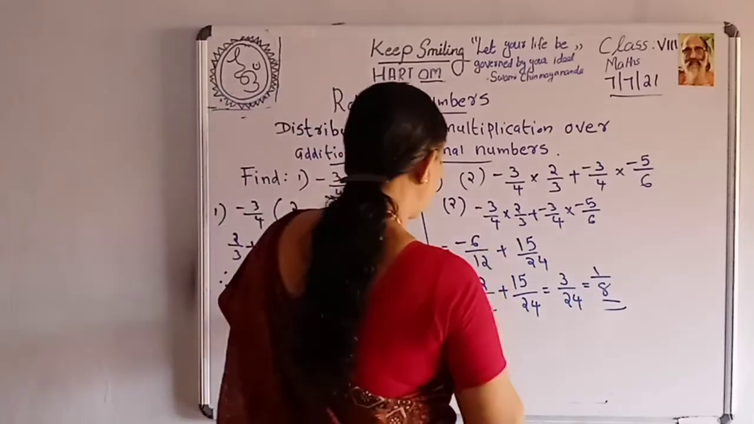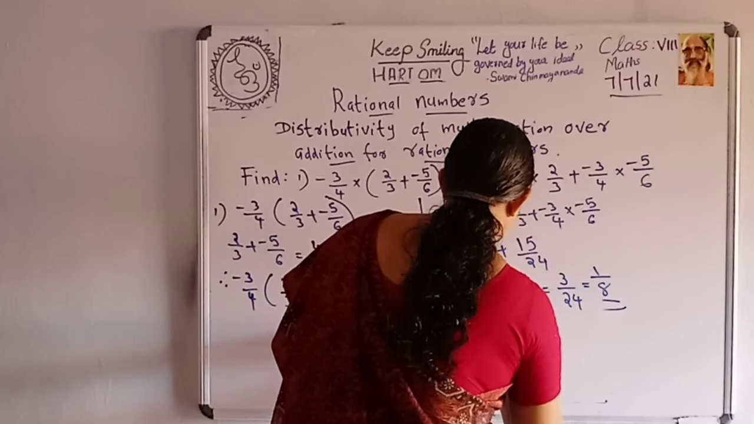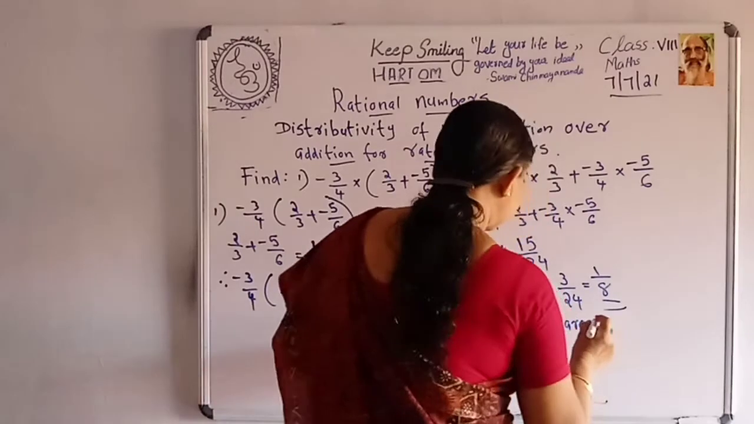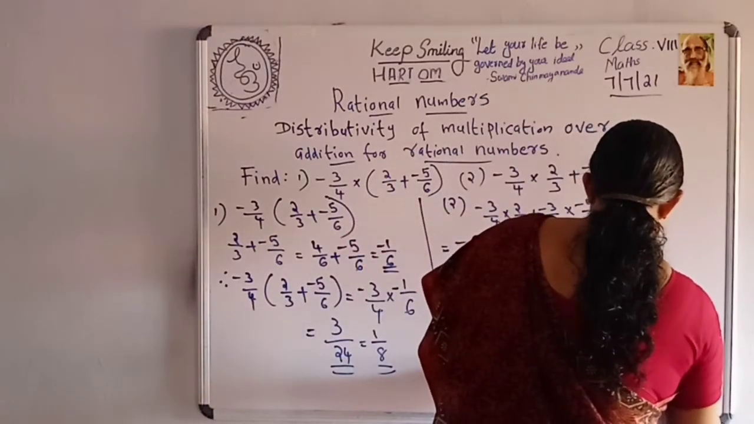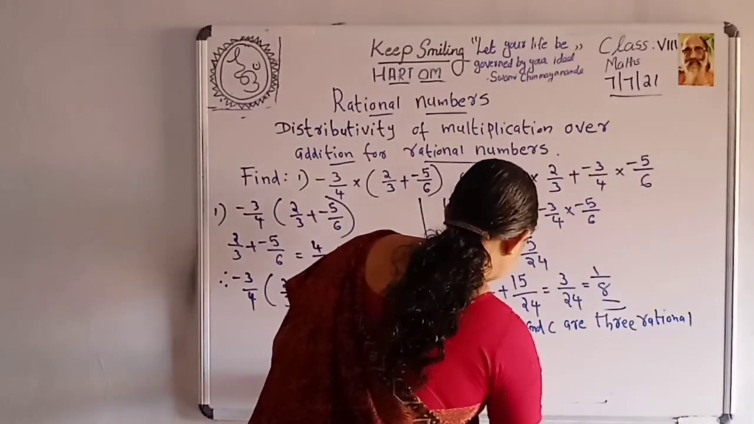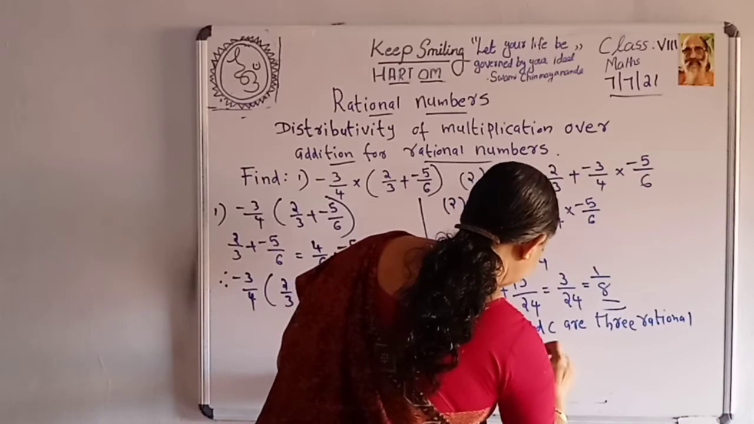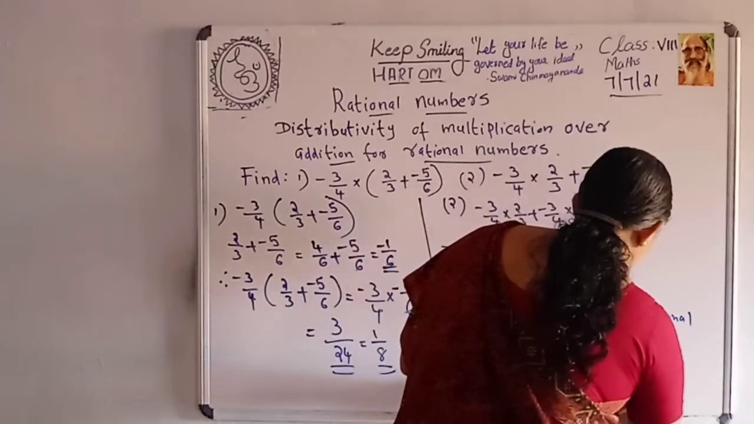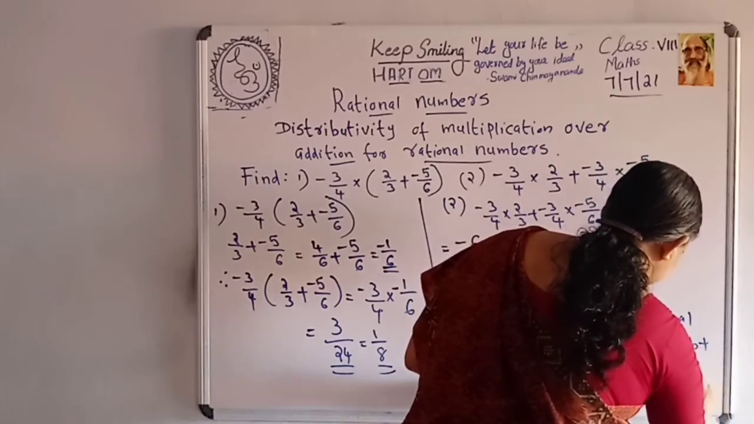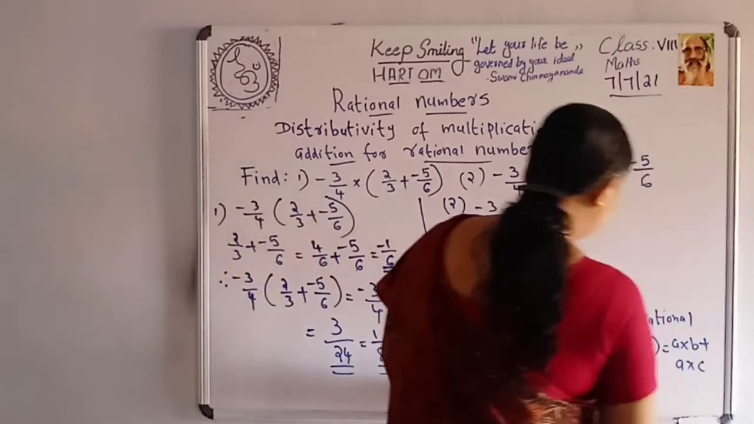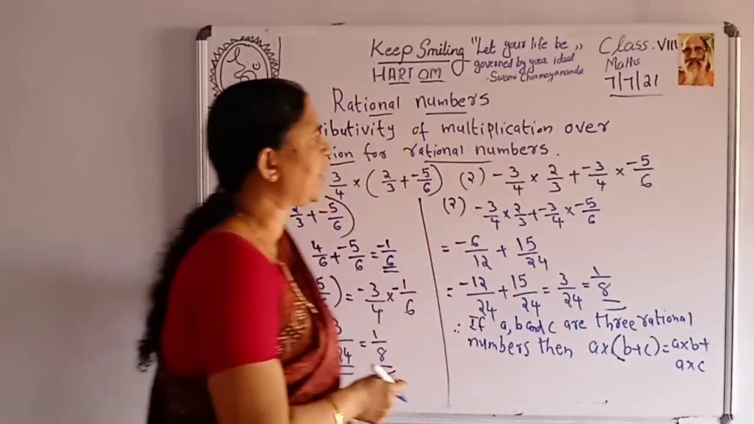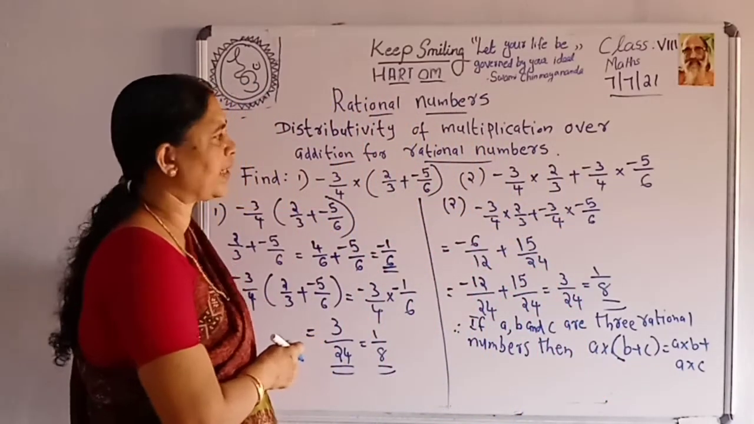Therefore, if a, b and c are three rational numbers, then this property is called the distributivity of multiplication over addition for rational numbers.